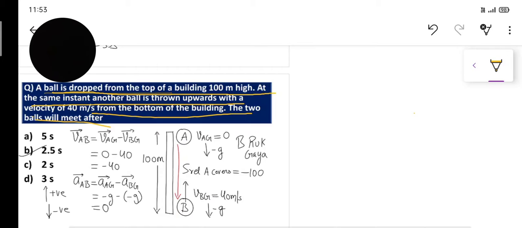So a ball is dropped from. We will not waste any more time. A ball is dropped from the top of a building. Actually, I recorded already, but due to some problems, I have to cut the video.